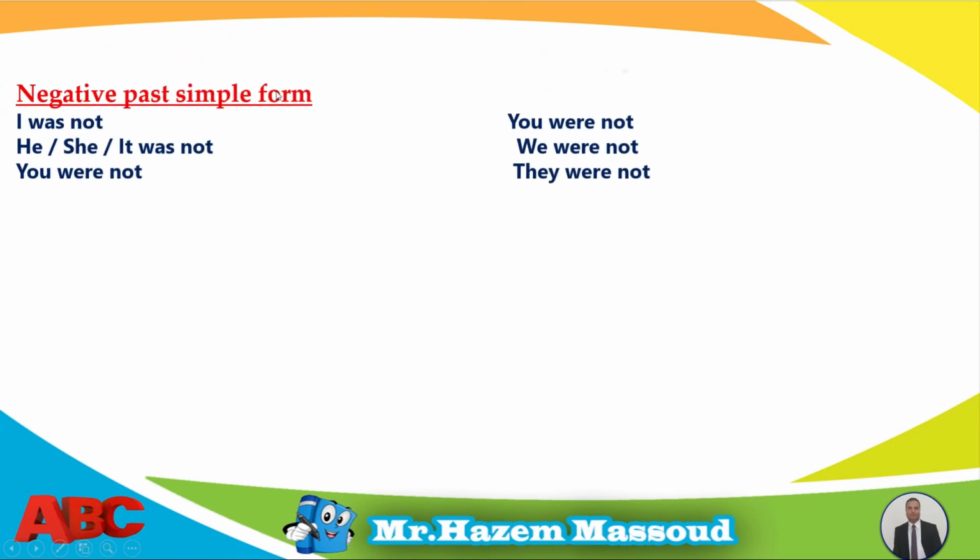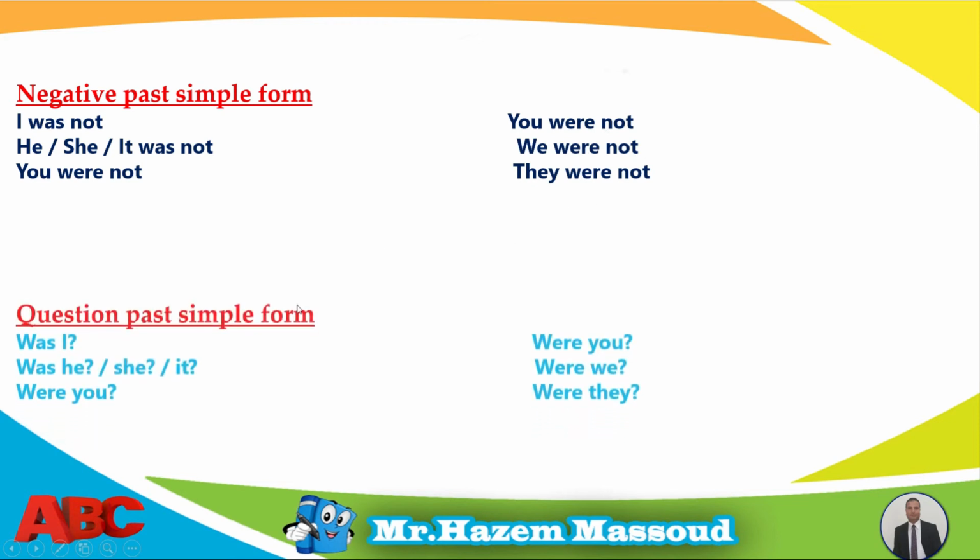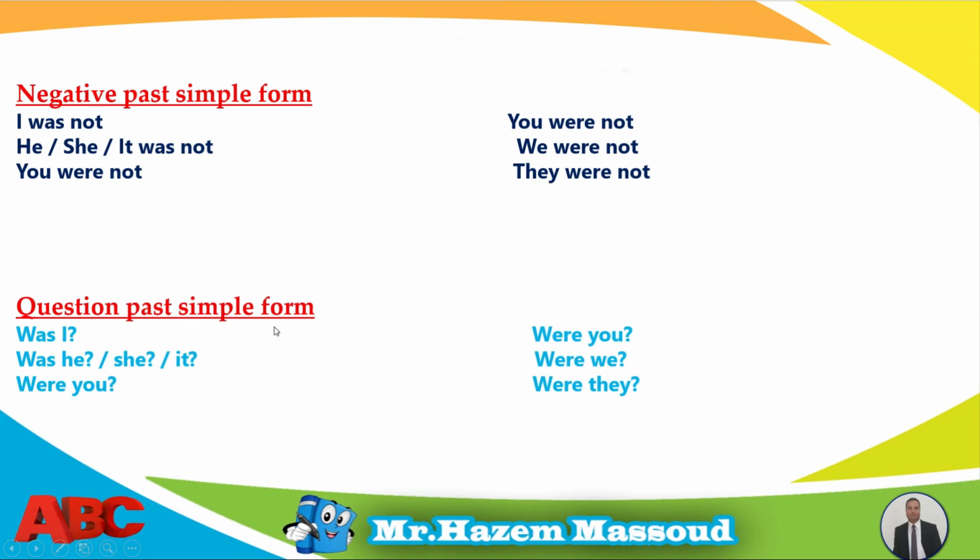And for the negative past simple form of the verb to be, I only add the word not to the auxiliary verbs was and were. I was not, he, she, it was not, you were not, we were not, they were not. For the question past simple form with the verb to be, I start the sentence with the auxiliary verb was or were. Was I, was he, she, it, were you, were we, were they.